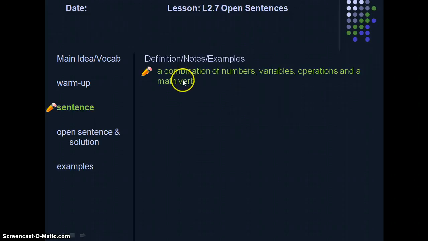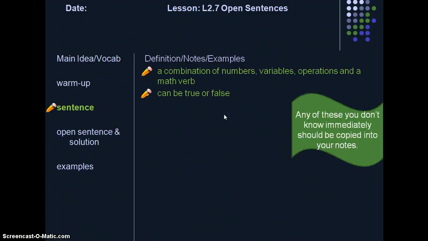This right here is kind of the key word, math verb. We'll see a little bit more on that in just a moment. Sentences can always be true or false. Now here's where we're going to talk math verbs. If there are any of these that you don't immediately know as soon as you see it, you should copy it down into your notes.